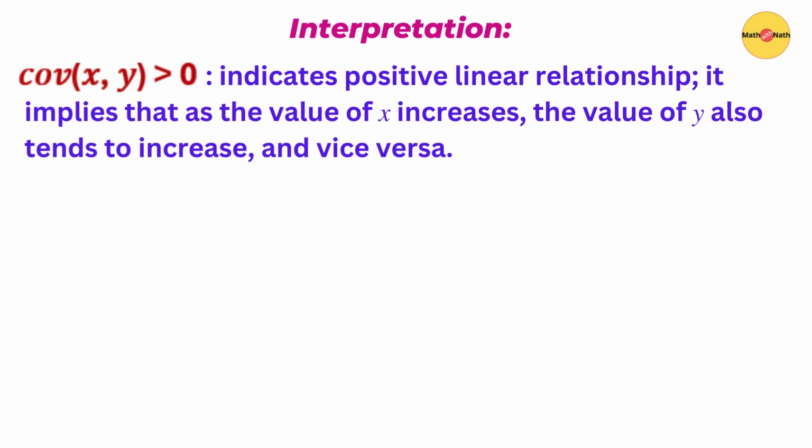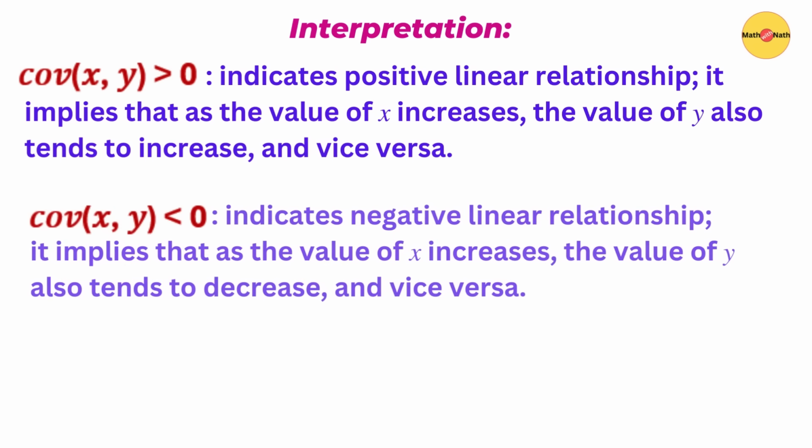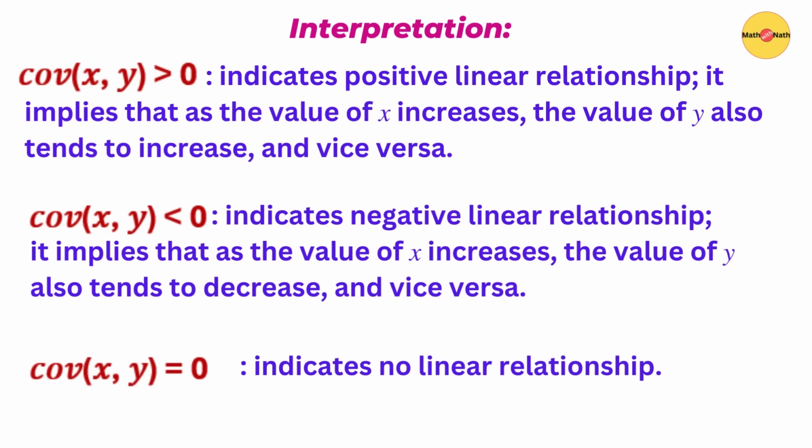If the covariance between x and y is less than 0, it indicates a negative linear relationship. It implies that as the value of x increases, the value of y tends to decrease, and vice versa. Lastly, if the covariance between x and y is equal to 0, it indicates no linear relationship.